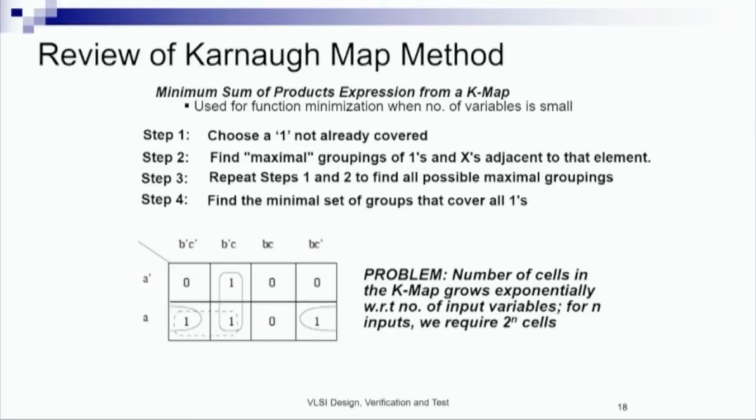What is the basic problem of the Karnaugh map method? The number of cells in the K-map grows exponentially with respect to the number of input variables. For n inputs, we require 2 to the power n cells.